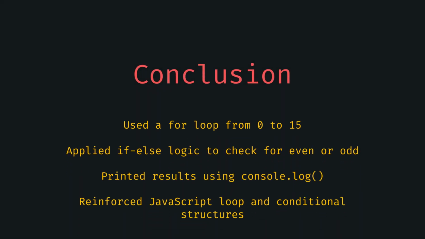We've built a JavaScript function to check whether numbers from 0 to 15 are odd or even. This exercise reinforced our understanding of for loops and conditionals. Try it with different ranges and see how it works.